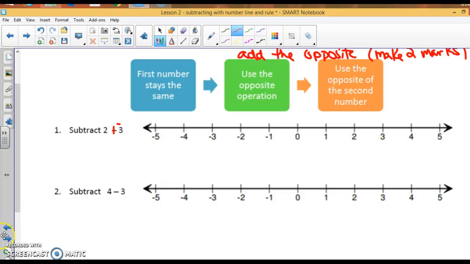Now, this is exactly like what we did yesterday, adding integers on the number line. So I start at 0, 2, I move to the right, plus negative 3. So I stay at 2, and I go left 3. It ends up being negative 1.